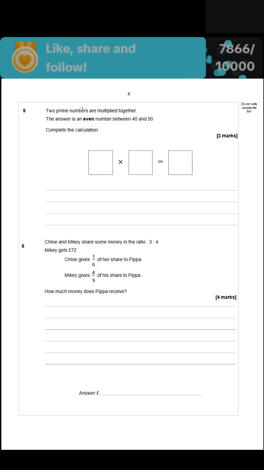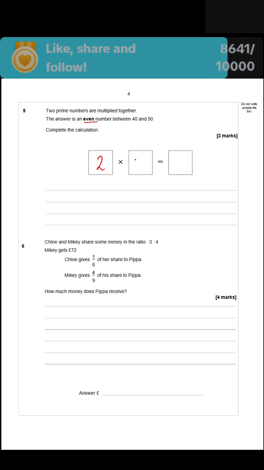So on to question 5. It says 2 prime numbers are multiplied together. The answer is an even number between 40 and 50. If it's an even number, it means that one of these 2 numbers needs to be even. There is only one even prime number, and that is 2. We need to multiply 2 by another prime number in order to get a value that's between 40 and 50 and is even as well.